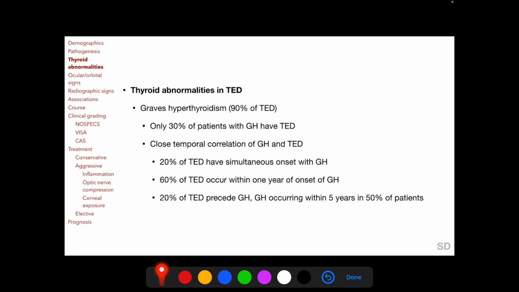hyperthyroidism. It is important to remember that only 30% of patients with Graves' hyperthyroidism have TED. So we do not have orbitopathy in most of the patients with Graves' hyperthyroidism. When a GH patient develops TED, there is a close temporal correlation of onset of GH and TED. 20% of TED have simultaneous onset with GH, 60% of TED occur within 1 year of onset of GH, and in the remaining 20% of TED patients, TED precedes GH, with GH occurring within 5 years in 50% of patients.